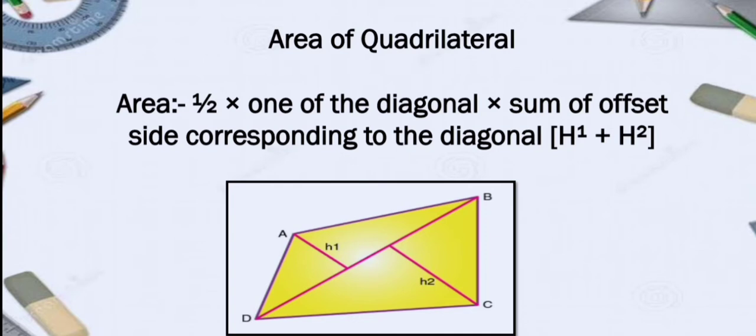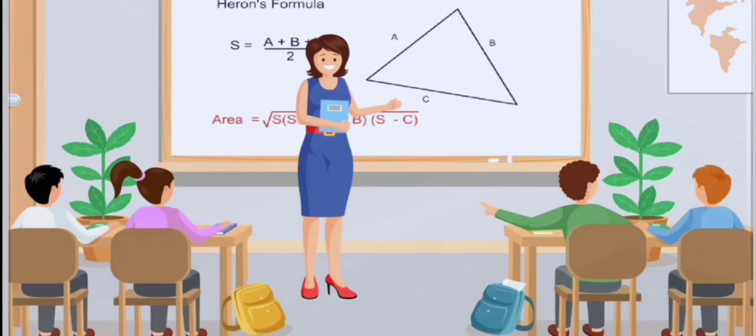Now let's see the area of the quadrilateral. The area of the quadrilateral is 1 by 2 into one of its diagonals and the sum of offsets on the sides corresponding to the diagonal, that is h1 plus h2. Here we also see h1 and h2 in the figure. Now let's see Heron's formula.